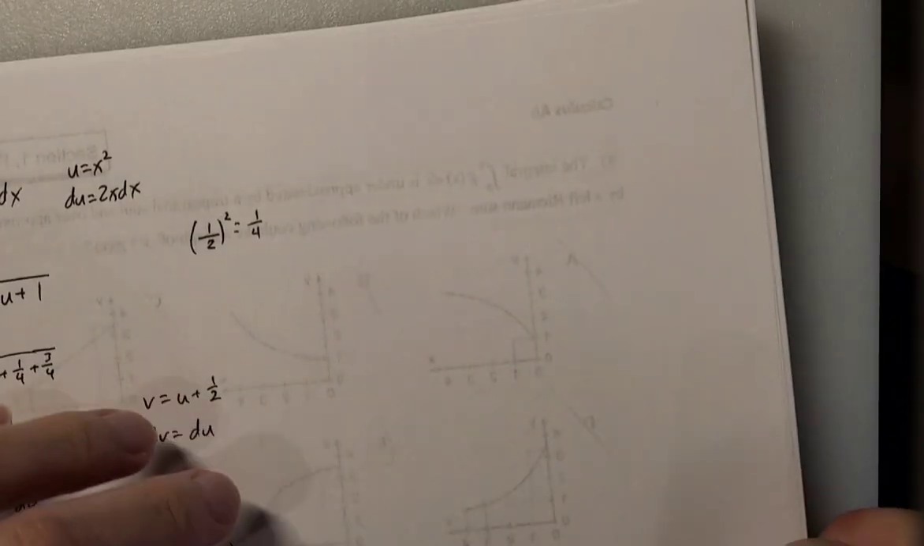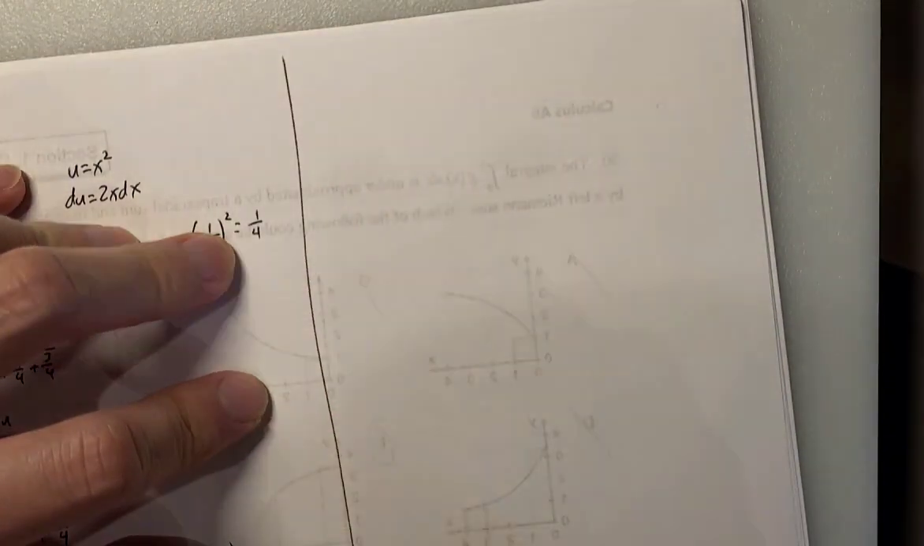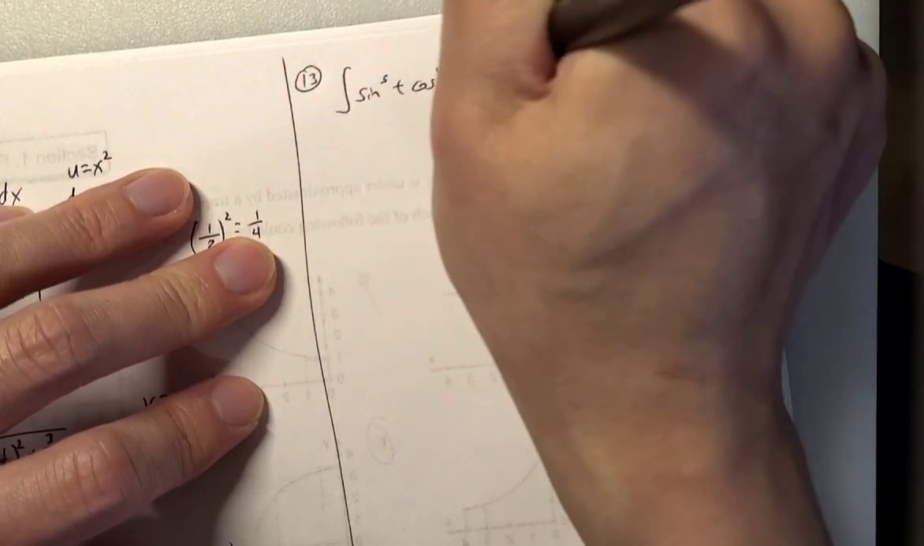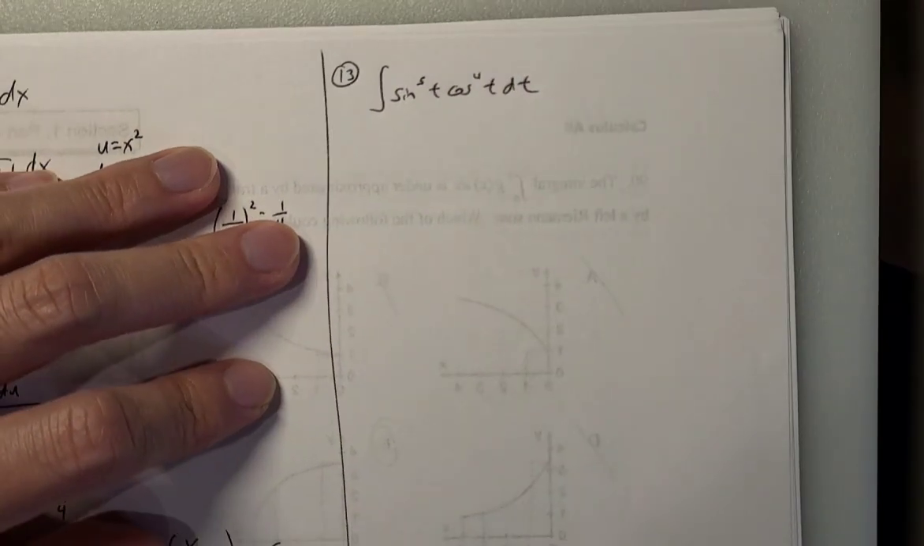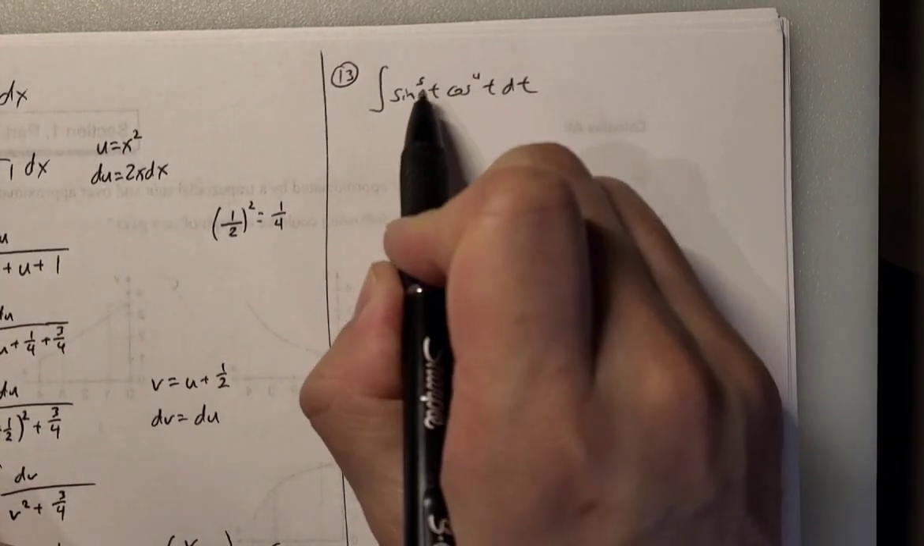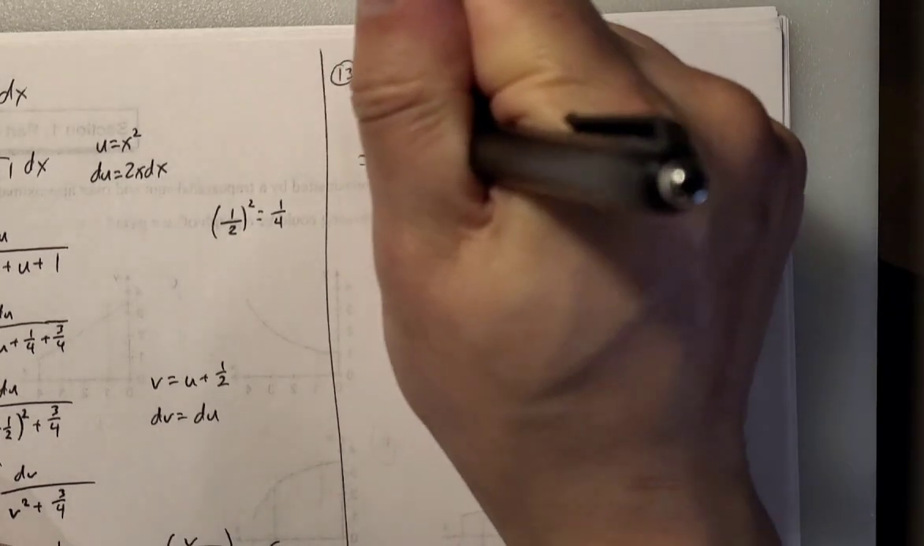Okay, next, let me just draw a line here. This one should be fairly simple: the integral of sine to the 5th t, cosine to the 4th t, dt. How do we solve this integral? This is an easy trig integral with sines and cosines. Remember the technique for that? When there's an odd power, we save a factor of it.